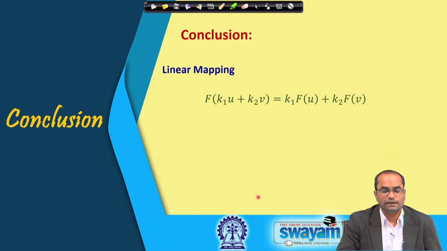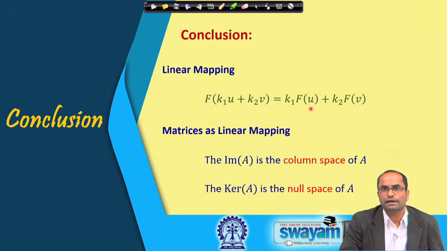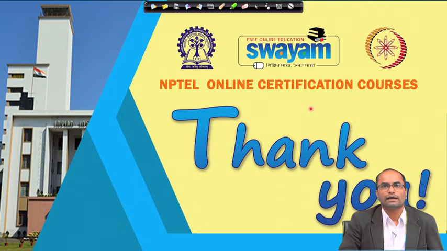Coming to the conclusion. We have discussed the linear map, and to prove a map is linear, we just need to apply F on k 1 u plus k 2 v, and if we get k 1 F u plus k 2 F v, then we call the given map a linear map. We have also seen that matrices are linear maps, and if a matrix is of order m cross n, then it maps the elements of R n to the elements of R m. The image of A is nothing but the column space of A, and the kernel of this linear mapping A is nothing but the null space of A. These are the references used here, and thank you for your attention.